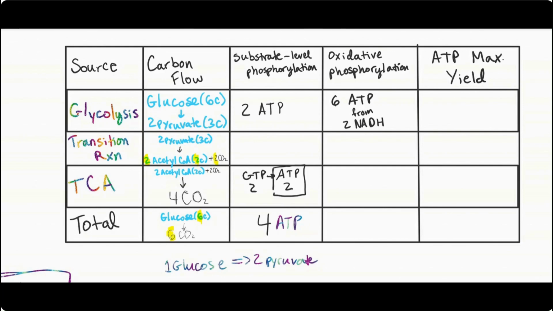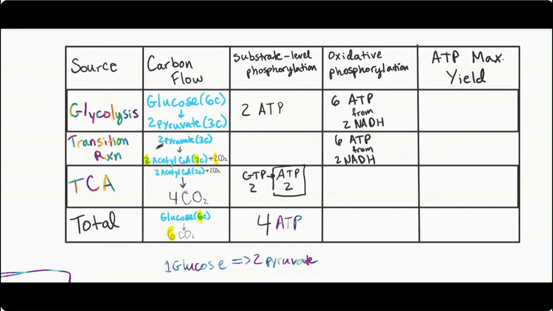Now moving on to the transition reaction, we also produce 2 NADHs, remembering that we are accounting for 2 pyruvate molecules, right? So a single conversion of pyruvate to acetyl-CoA produces 1 NADH, but this happens twice for every 1 glucose molecule. So for 2 NADHs, we would get, again, 6 ATP.